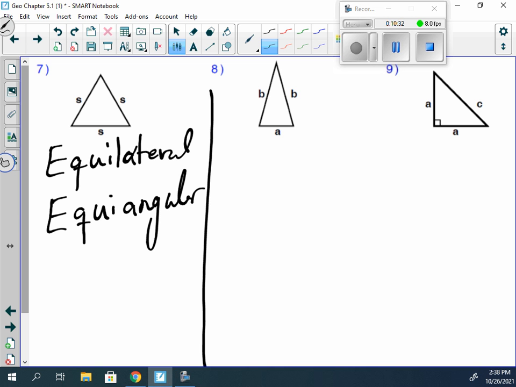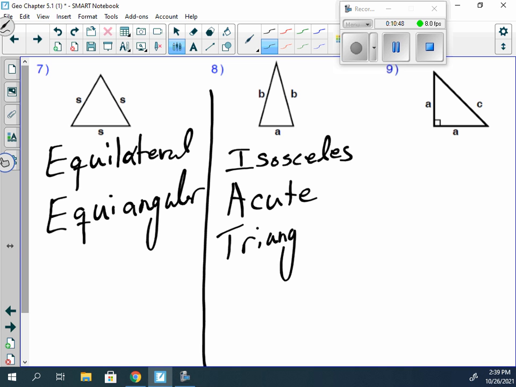Now the next one. Isosceles. Acute triangle. Because we do have two sides that are the same, so it would be isosceles. And since it does seem that all angles are less than 90, it would be acute.